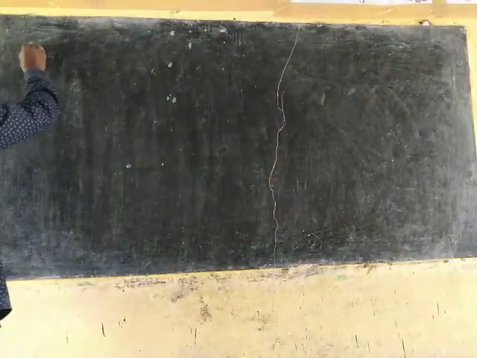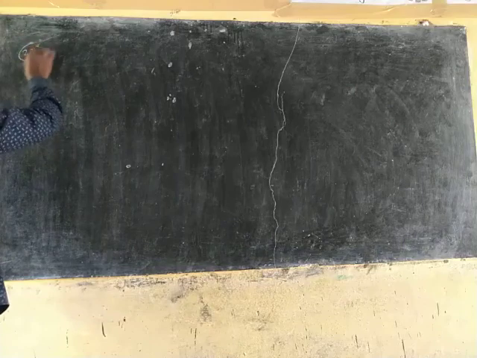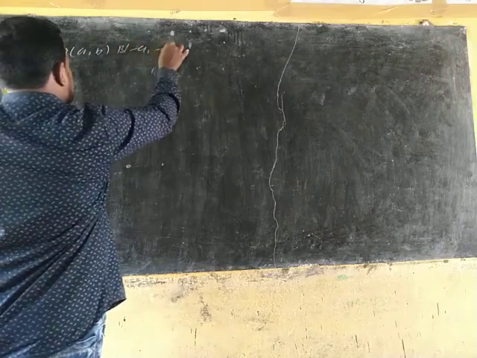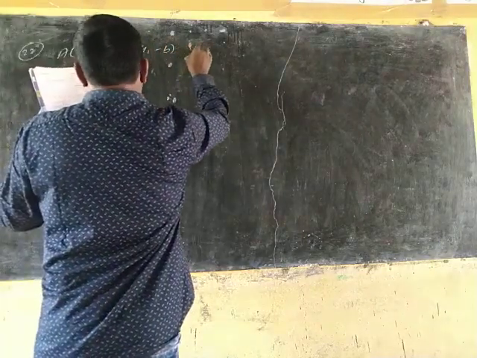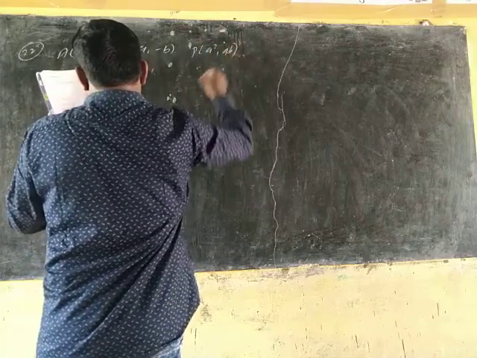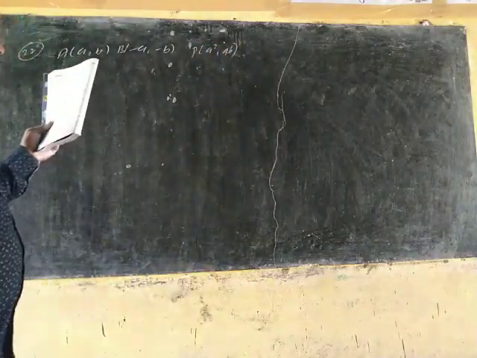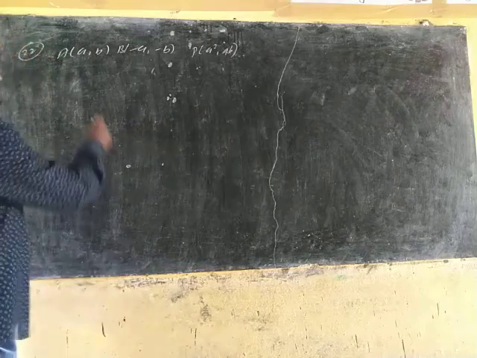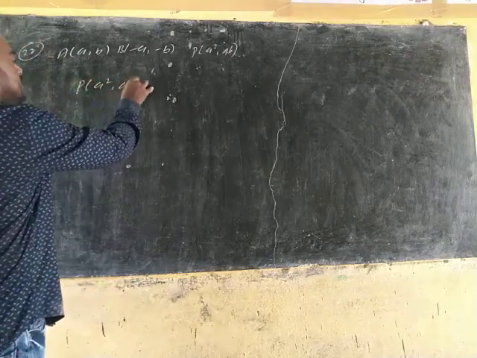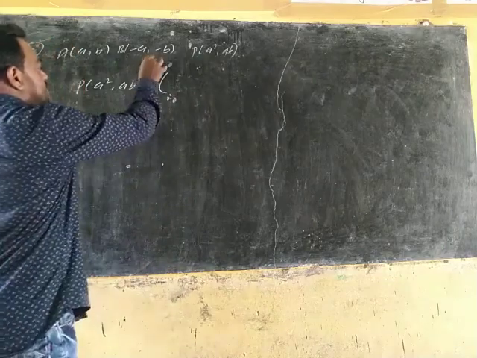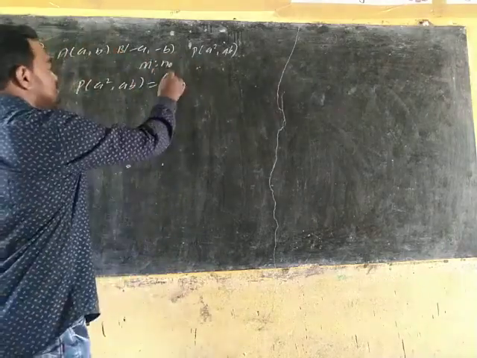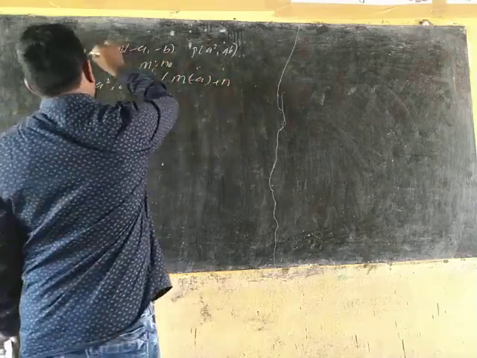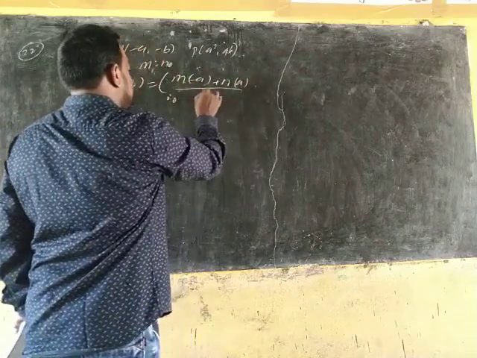Question 22. If the points (a, b), (-a, -b) and P(a², ab) are collinear, then find the ratio in which P divides AB. Assume the ratio is m to n. So P(a², ab) by the section formula has x-coordinate (m times x2 plus n times x1) over (m+n), where x2 is -a and x1 is a.